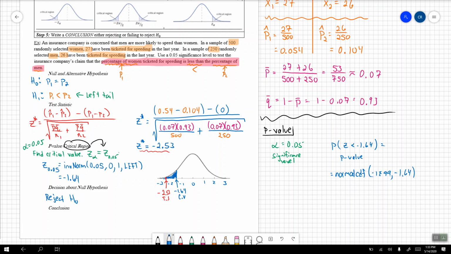Or actually, give me 1 second. My apologies. I wrote the wrong one down here. Cheese and crackers. I am so sorry about that. My p-value is actually based off of my test statistic. My apologies. That's negative 2.53. So that's negative 2.53.